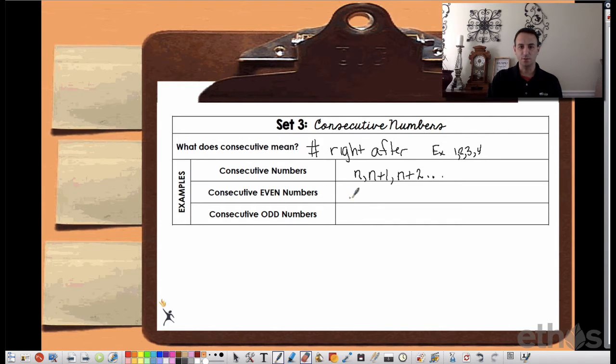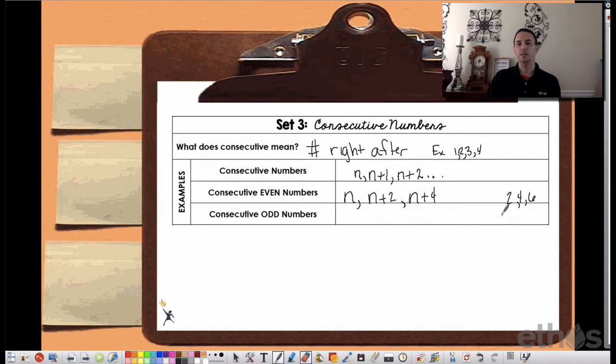Consecutive even numbers would be a little different. An example for that would be 2, 4, 6. Again, that first number we're just going to say is n. Now, how do I get from the first number to the second number? Well, I'm going to go n plus 2. And then remembering that first number is n, how do I get from 2 all the way to 6? This time I'm going to add 4.